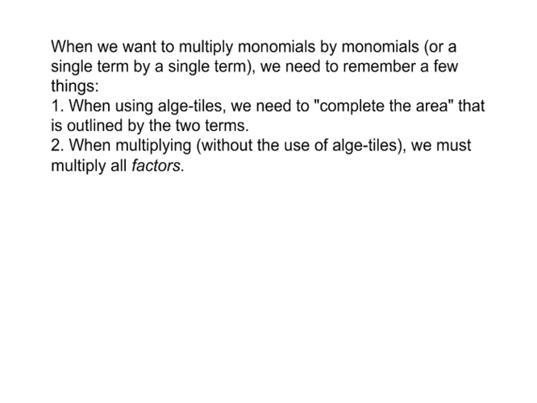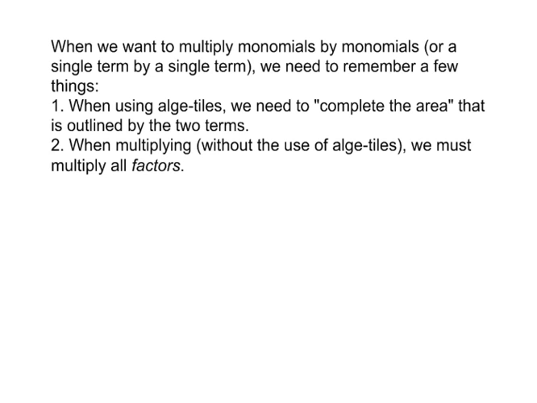So today we're going to be talking about multiplying monomials by monomials. When we want to multiply two monomials, or a single term by a single term, we need to remember a few things. First of all, when we're using our algetiles, we need to complete the area that is outlined by the two terms. I'm going to explain it in a little bit once we see an example of that. So just hang on to the fact that we need to complete the area.